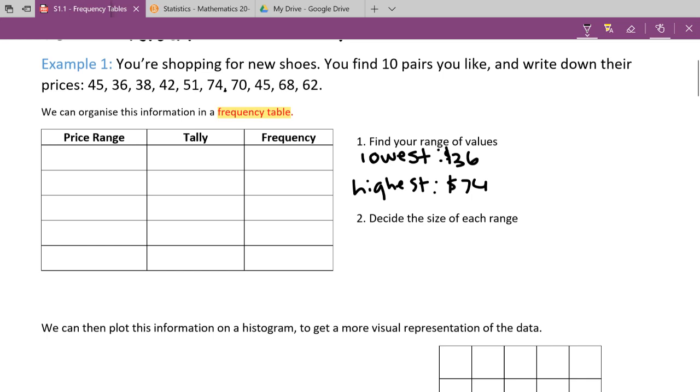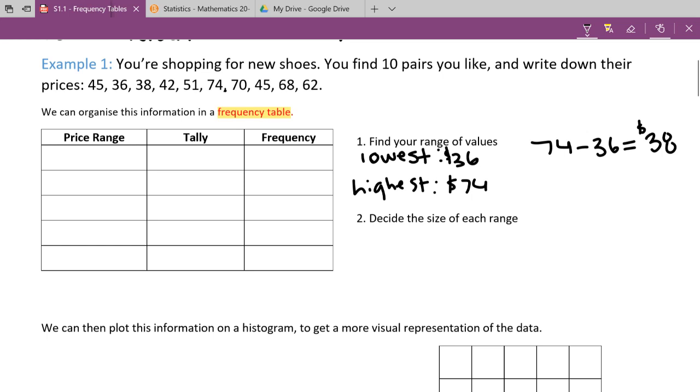So what this tells us is we're looking at shoes that range from $36 to $74. I want to know how many numbers we're spanning, right? How many different prices of shoes we have to cover. So we can do that by finding the difference between the two. I'm going to take my largest and subtract my smallest.